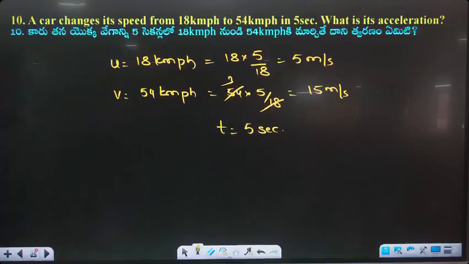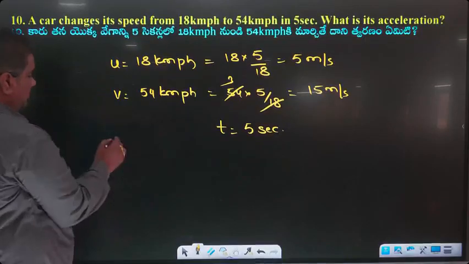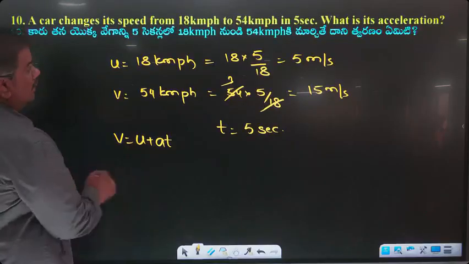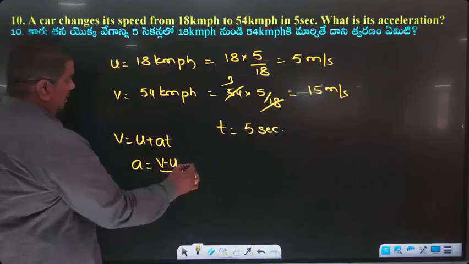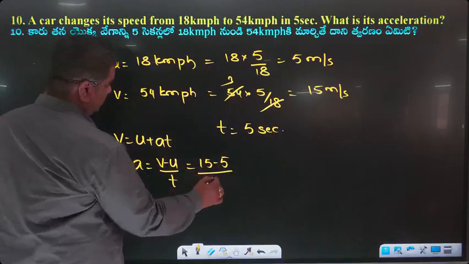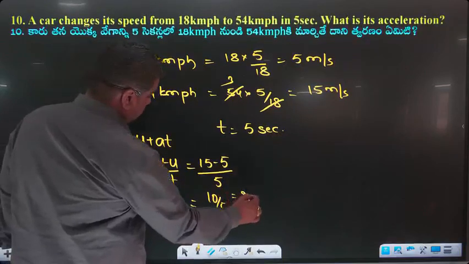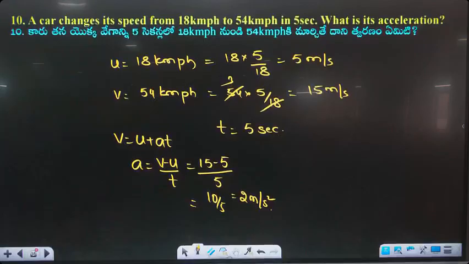Time of 5 seconds is given. Now calculate the acceleration. Using the first equation of motion, v equals u plus at, so a equals v minus u by t, which is 15 minus 5 by 5, equals 10 by 5, or 2 meters per second square.